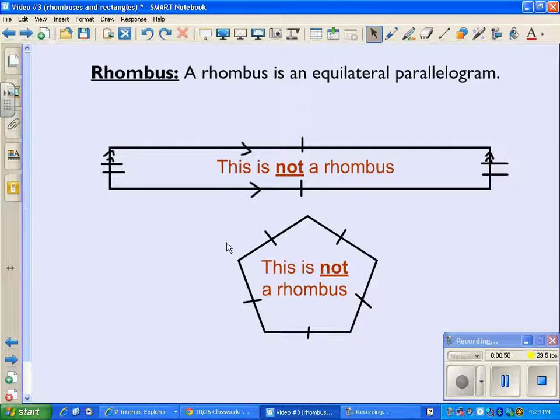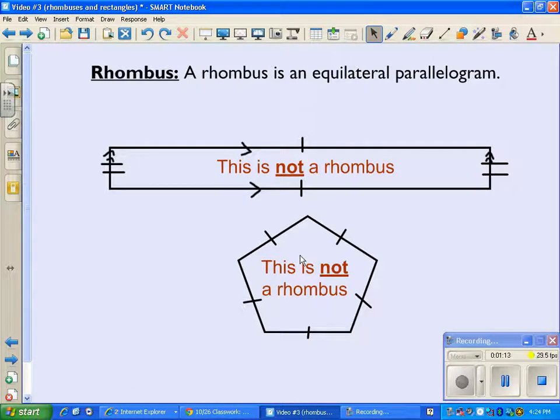Now these shapes are not rhombuses. The first one, even though it has parallel sides, not all the sides are equal, so it cannot be a rhombus. And if you look at the bottom shape, even though each side is congruent to each other, it doesn't have parallel sides, and it's more than four sides. So this cannot be a rhombus.